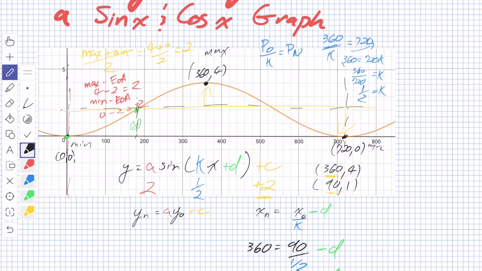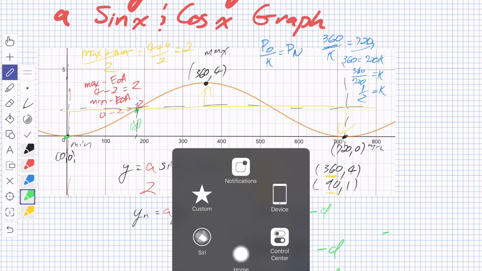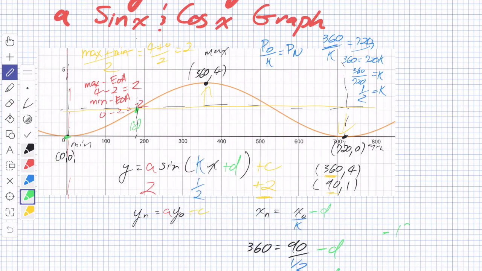Which is negative d, which technically means negative 180 is equal to d. Negative 180 is also the equivalent of positive 180. All right, a phase shift of positive 180. Yes, that's correct. So then we can go and double check that we've got the right answer here.